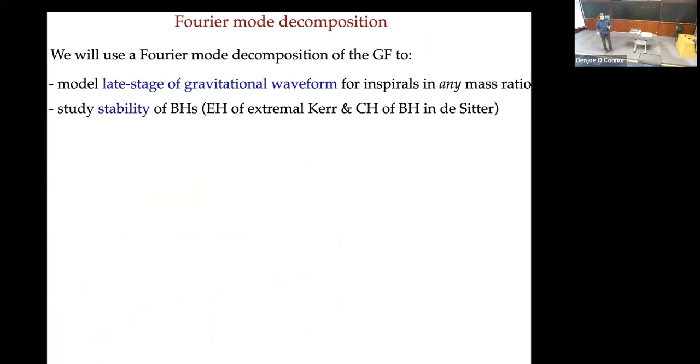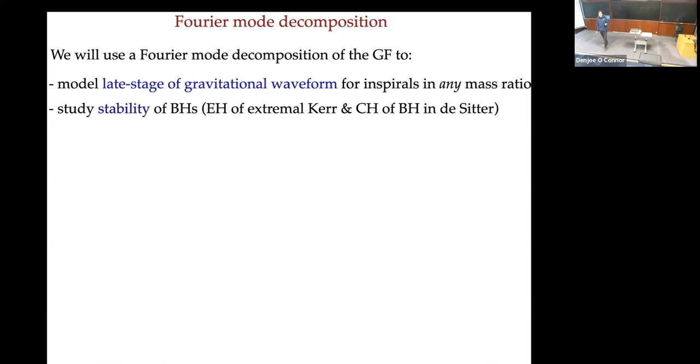For this, we're using mathematical techniques, before we use the Hadamard form and other techniques. In here, we're going to do Fourier analysis. We're going to do complex analysis. So we'll apply a Fourier mode decomposition of the Green function, and we'll apply it to two different things.